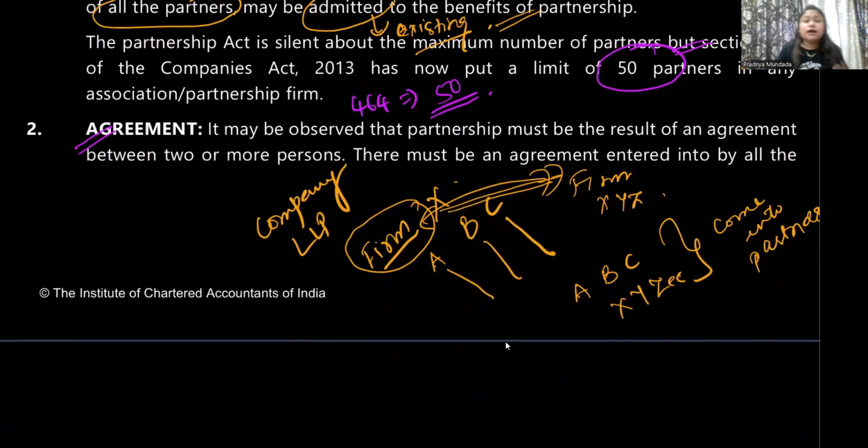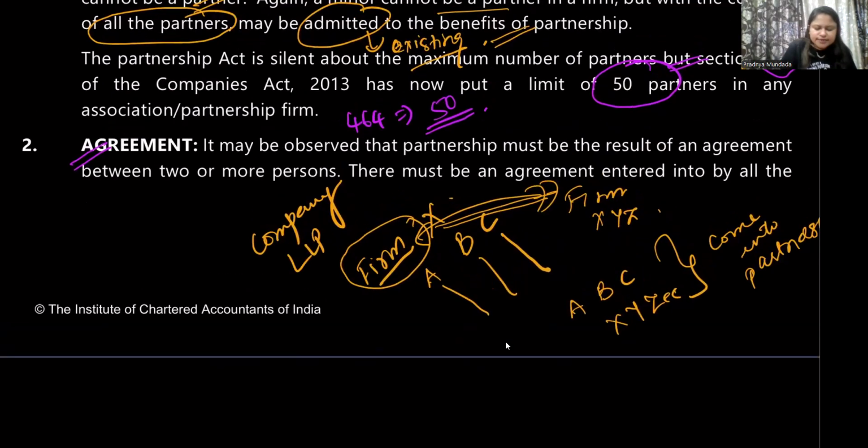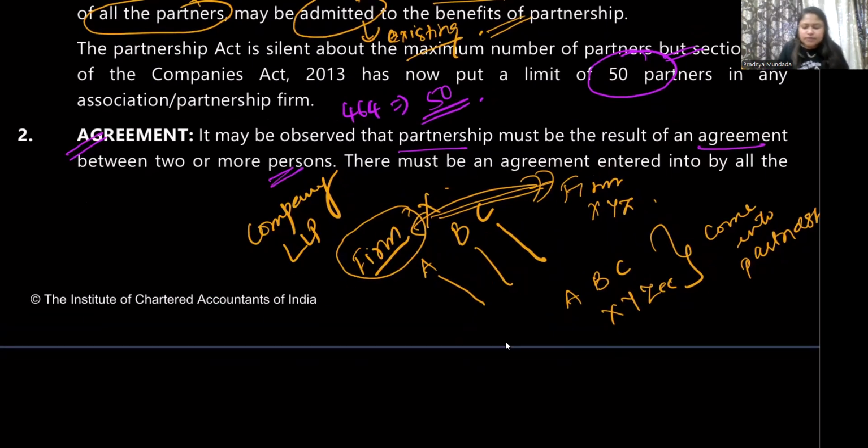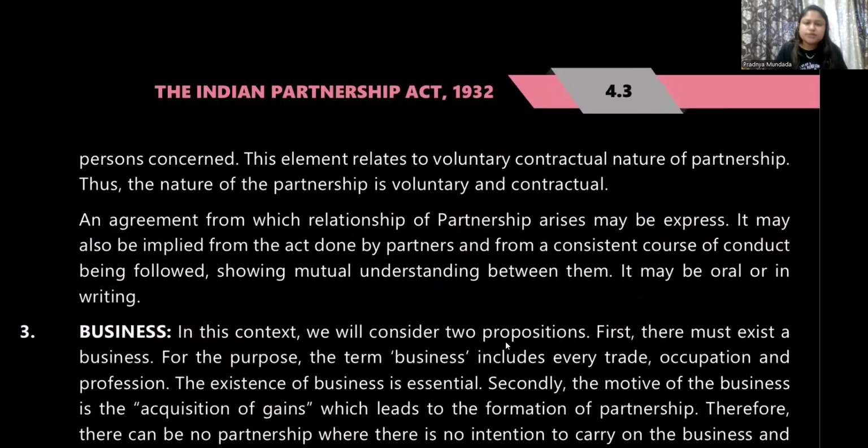Okay, now comes the second element. What is the second element? Agreement. Agreement is nothing but two people coming together. In partnership, it is very important to understand that the agreement could be oral or in writing, because here registration is not compulsory. Whether it is oral or written, if there is a discussion between two people to start a business to share profits, we call that agreement a partnership. It may be observed that a partnership must be the result of an agreement between two or more persons. There must be an agreement entered into by all the persons concerned.